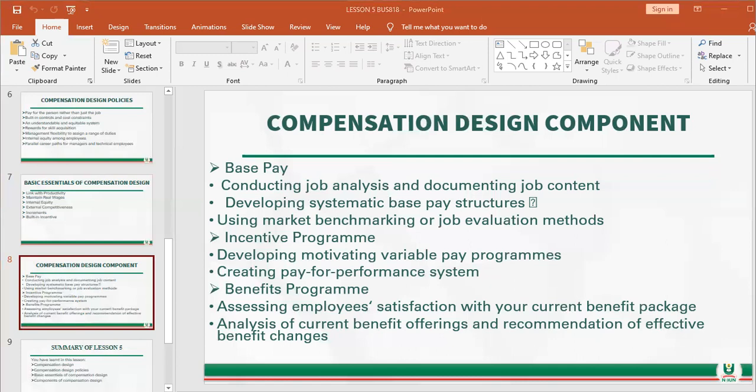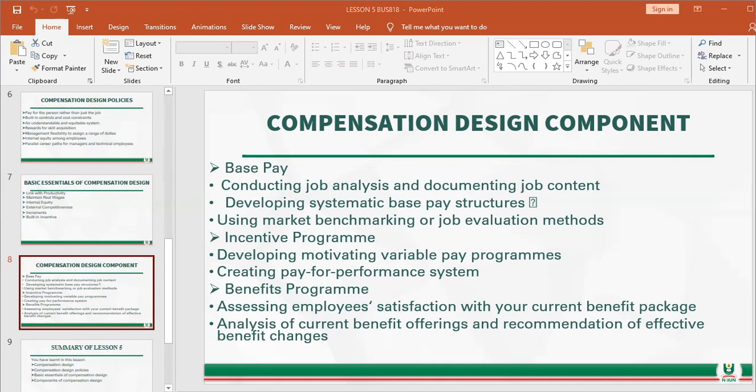For this, you need to develop programs for different units, per se, for different departments, depending on what they do. So when you develop such programs, your incentive programs, each and everybody knows what each of their departments is accrued to, in terms of compensation component design. The second one we have here is creating pay for performance system, including performance appraisal tools and merit increase guidelines.